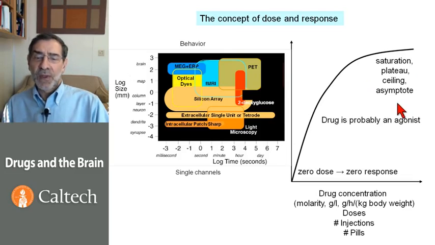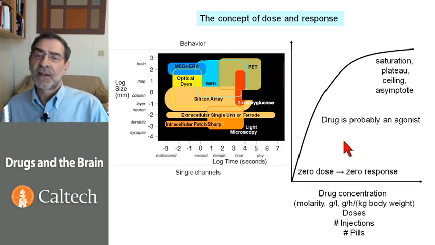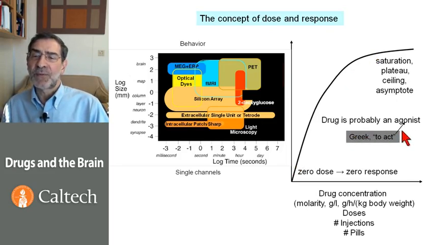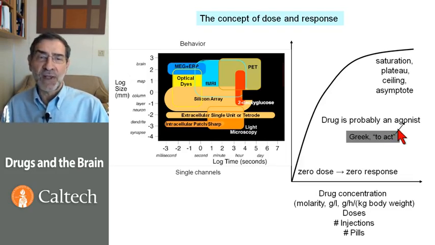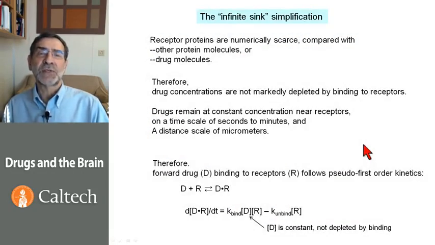And so in this case, we can say that the drug is probably an agonist because it is, in fact, eliciting a response. The term agonist comes from the Greek word to act. And so this is just a fancy way of saying, or an international way of saying, that the drug is acting. Now, we can, of course, do this in a more general way. Now let's talk about more general aspects of drug doses.